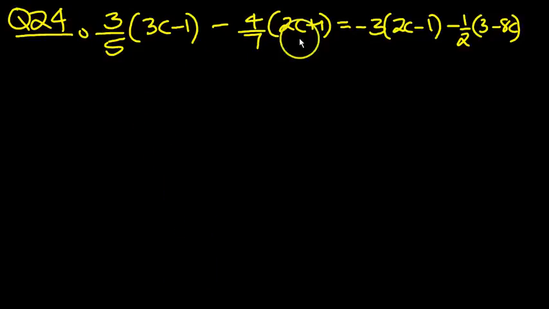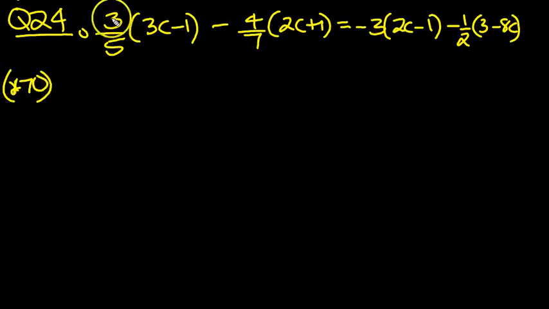24 then, we've got a long expression here. I'm not going to read it out, but we've got fifths, we've got sevenths, and we've got halves. Now 5, 7 and 2, if you multiply them together, because they're all different, 35 times 2 is 70. So if I scale everything up by 70, we'll get rid of the fractions in one fell swoop. So let's do that then. So we're going to times the equation by 70.